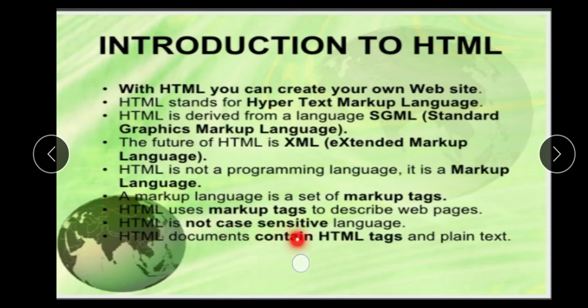HTML documents contain HTML tags and plain text. An HTML document contains HTML text, and this text is used to create a web page. So HTML is a hypertext markup language. It is derived from SGML, Standard Generalized Markup Language.